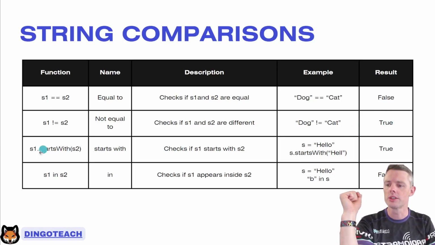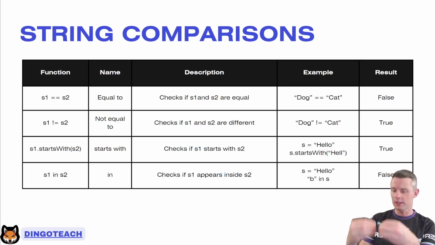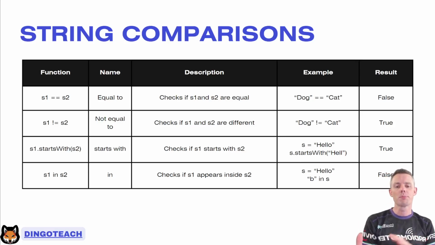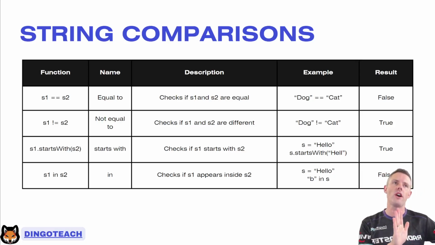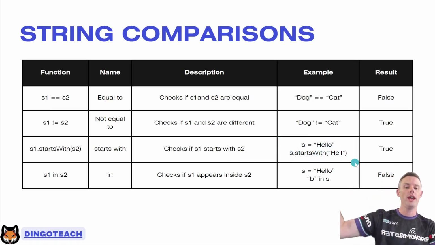Now, S1 dot starts with S2. So it checks if our first string starts with our second string. It's a little bit like find, but in this case, we're just wanting to see if it starts with something. Let's say we have to find all the people's names that start with the letter H. Then you can use starts with to check all your different names. So S equals hello. Does S start with hell?